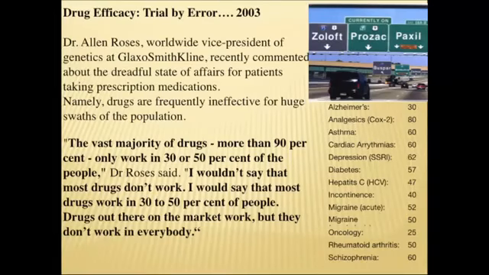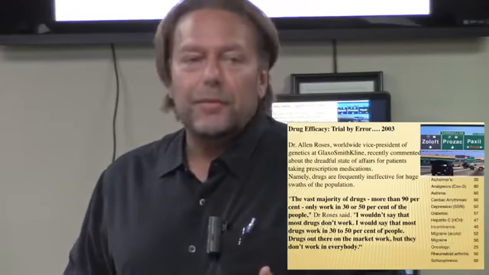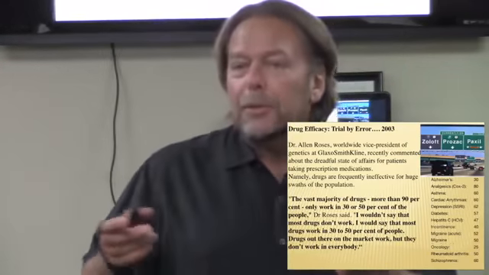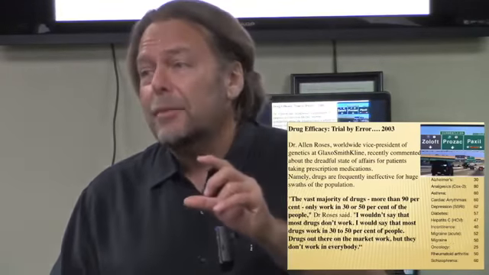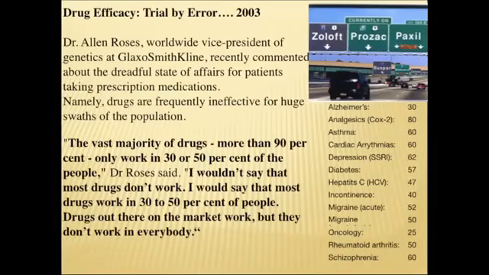Or when we look at this fella, Dr. Alan Ross. GlaxoSmithKline is one of the biggest chemical companies in the world. And I say chemical, not pharmacy, because what are pharmaceutical products? They're patentable chemicals that have never been seen in the human body, never been seen on the planet, and it's so unique from this chemical company that it's introduced to you. Well, how effective are they? Dr. Alan Ross, I love this, worldwide vice president of genetics at GlaxoSmithKline. And he's commenting because they're having a lot of problems with the pharmaceutical products. And he made this comment: the vast majority of drugs, more than 90%, work in only 30 to 50% of the people.